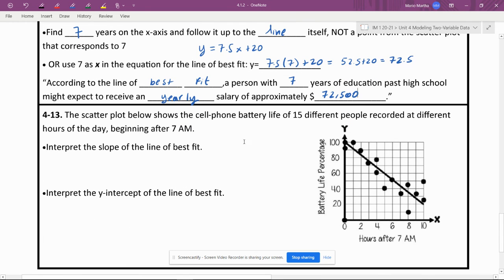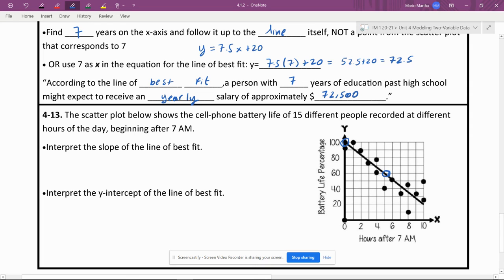All right, question 413. The scatter plot below shows the cell phone battery life of 15 different people recorded at different hours of the day, beginning after 7 a.m. Interpret the slope of the line of best fit. That's the first thing we want to do. So again, we want to pick a point. We'll circle the first one right there. And then here, I'll find another point that goes through the grid, and it seems to be about right there. So just remember, focus on the line itself.